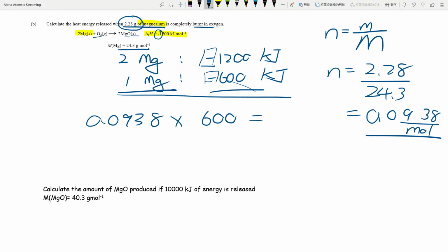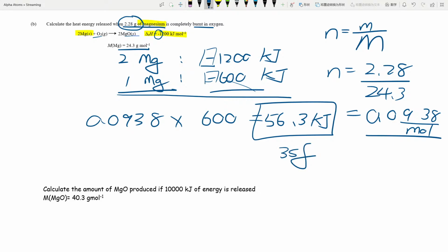Energy is being released. So when I'm doing this on my calculator, I'm just using the whole number and multiplying it by 600, which gives me 56.3 kilojoules. And that's going to be my final answer. Okay, so this is rounded to 3 significant figures. So hopefully that's okay with you.